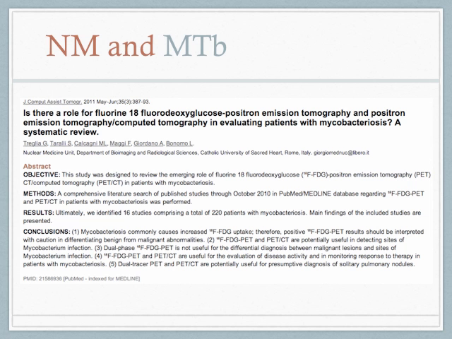So nuclear medicine has been looked at for diagnosis and follow-up of tuberculosis. This is from 2011 from the Nuclear Medicine journals.